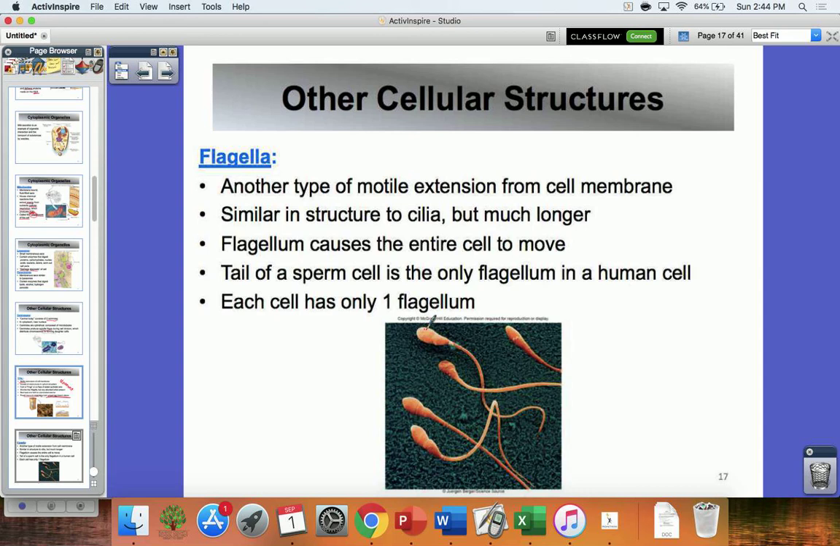And then we have our flagella. With our flagella, you usually are going to have only one, whereas with cilia, you may have plenty and many of them for a single cell. And the only flagellum for a human cell is going to be the tail of a sperm cell. And that's probably the most familiar one that you think of when you think of a flagellum. But it's also for movement.